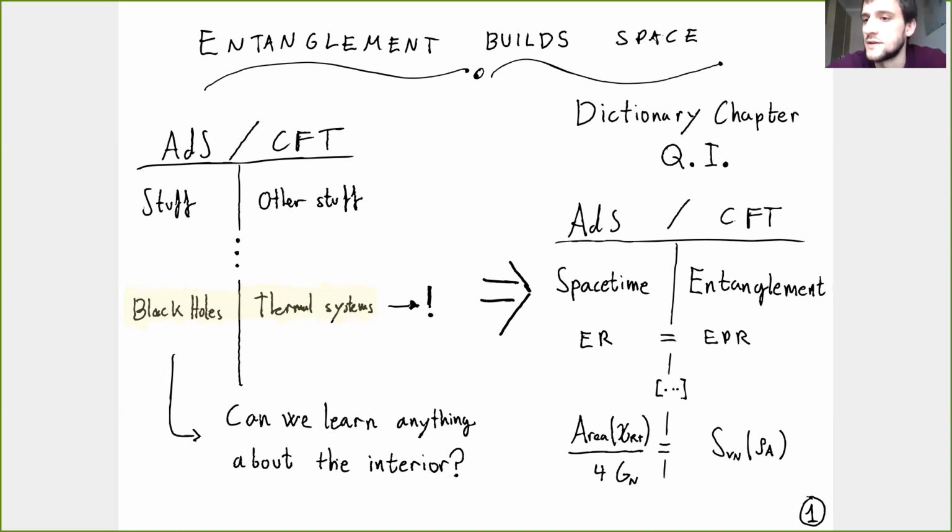compute the von Neumann entropy of some region in a conformal field theory by means of a simple extremization procedure in AdS, which is something very interesting and has produced a lot of insights about gravity. For example, there have been people that have worked on proving energy conditions from this Ryu-Takayanagi formula.